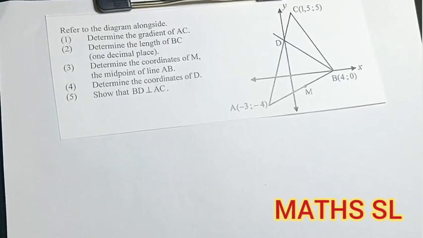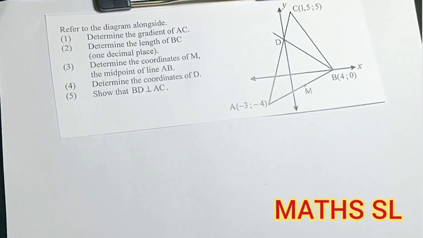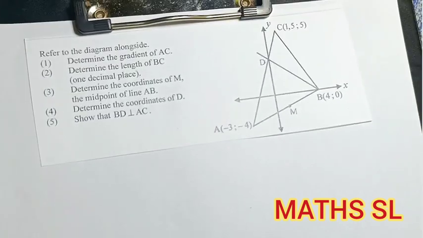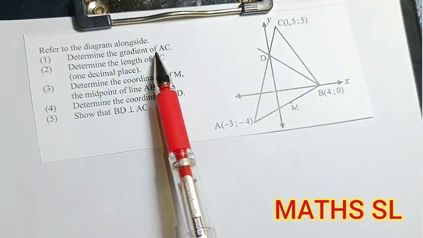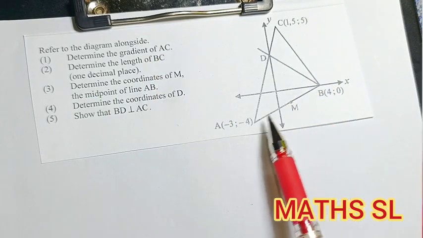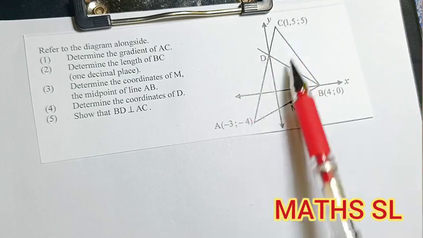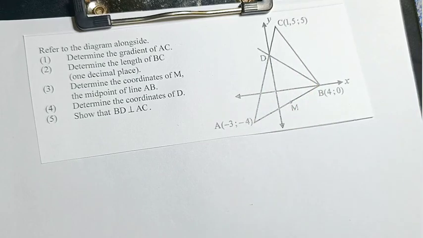I'm Saqib Latif. I'm going to show you an exam type question. This is the question. Refer to the diagram alongside. This is the diagram. The first question says determine the gradient of AC. So we have A and C. We need to find the gradient of AC. This is the sketch here. Have a look at how to do it.